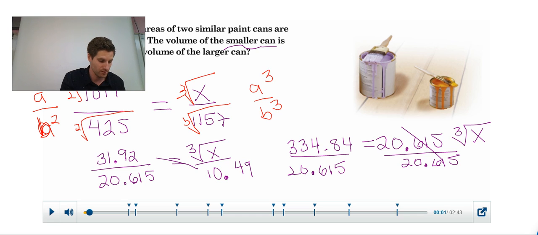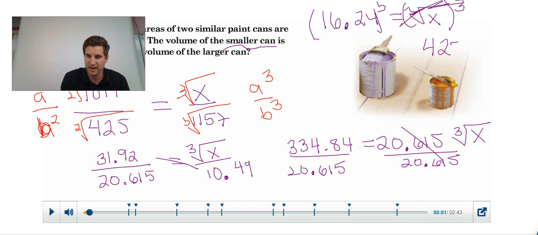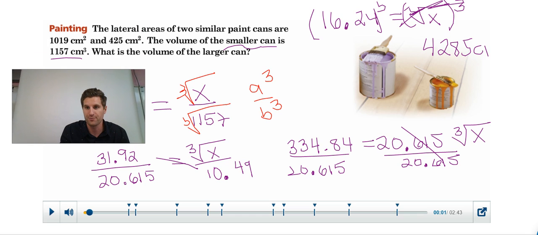So 334.84 divided by 20.615 is going to give us about 16.24, which is equal to the cube root of x. So if I cube that, those would cancel, and I cube that, and that should be my final answer. And we get approximately 4,285. We'll do that for our volume.